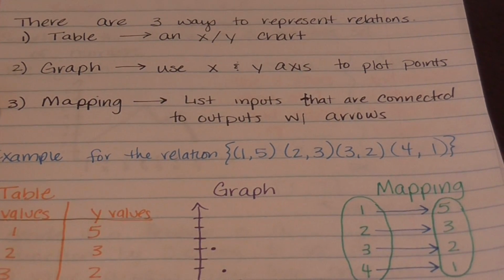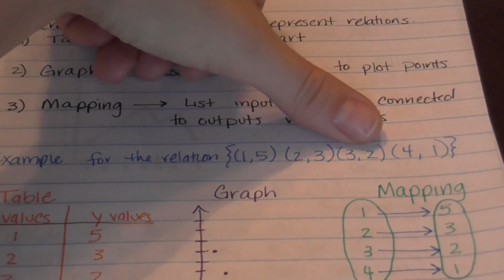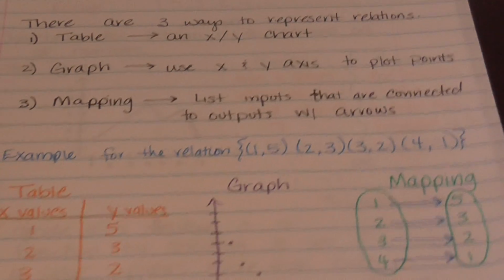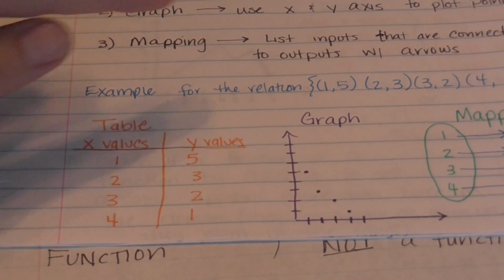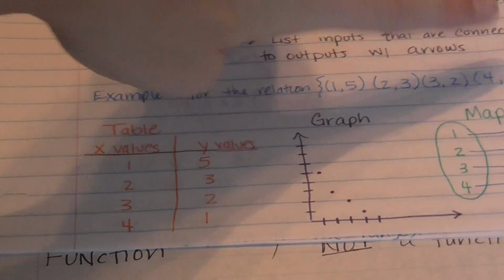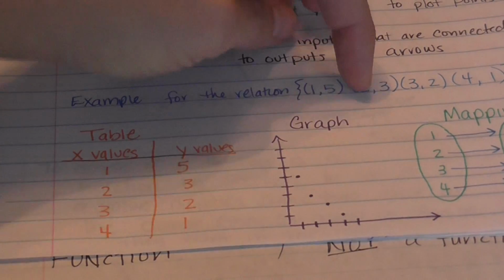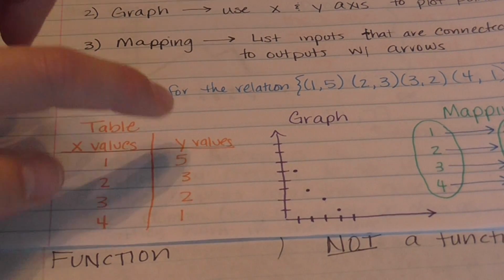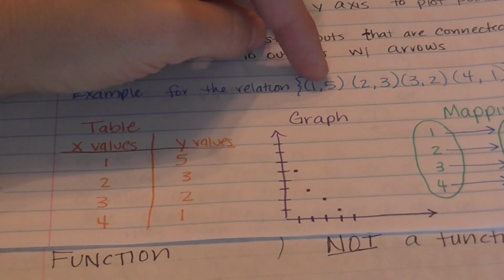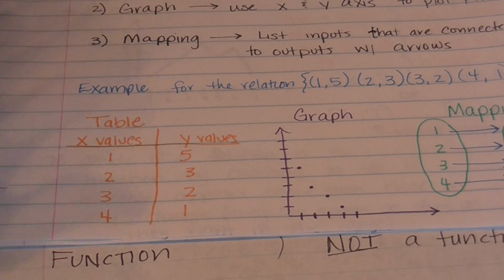So an example relation is (1, 5), (2, 3), (3, 2), and (4, 1). Okay, so for this one, we've got a table of values. I put my X values, 1, 2, 3, and 4, underneath the X. And then my Y values, which are 5, 3, 2, and 1, next to the corresponding X value. So the 5 goes next to the 1 because they're a point. The 3 goes next to the 2 because they're a point. The 2 goes next to the 3, and so on.